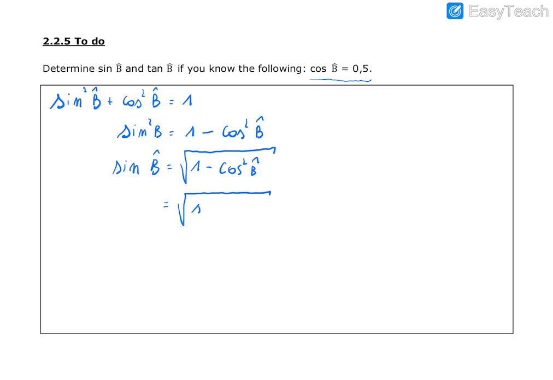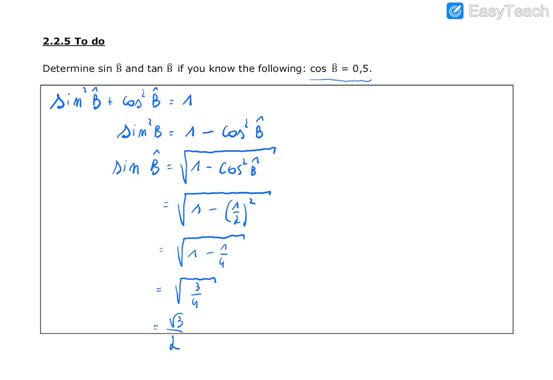I know cosine b. Cosine b is 0.5, or you could write that as a fraction as well, 1/2 squared. So square root of 1 minus 1/4. Or square root of 1, we know, is 4/4 minus 1/4. So we have 3 divided by 4, or you get square root 3 divided by 2. That is the sine of b.